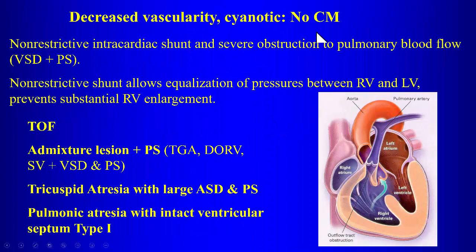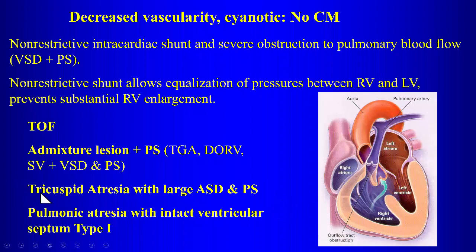So decreased vascularity, no cardiomegaly. We're talking about a non-restrictive ventricular septal defect, usually a good-sized ventricular septal defect that results in equalization of pressures of the right and left ventricle. That's what we see with tetralogy of Fallot. Well, what are other things that can do it? Any admixture lesion with pulmonic stenosis, especially if they have a ventricular septal defect, will have physiology similar to tetralogy of Fallot. So that physiology is obstruction of pulmonary blood flow with a non-restrictive ventricular septal defect. Right? That forces that right to left shunting.